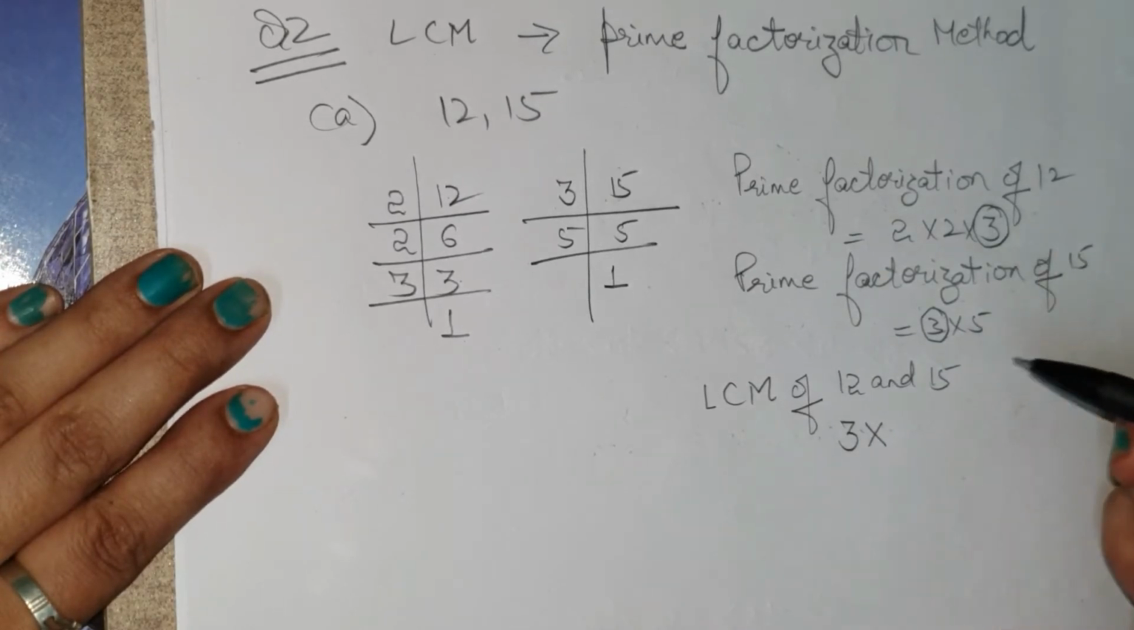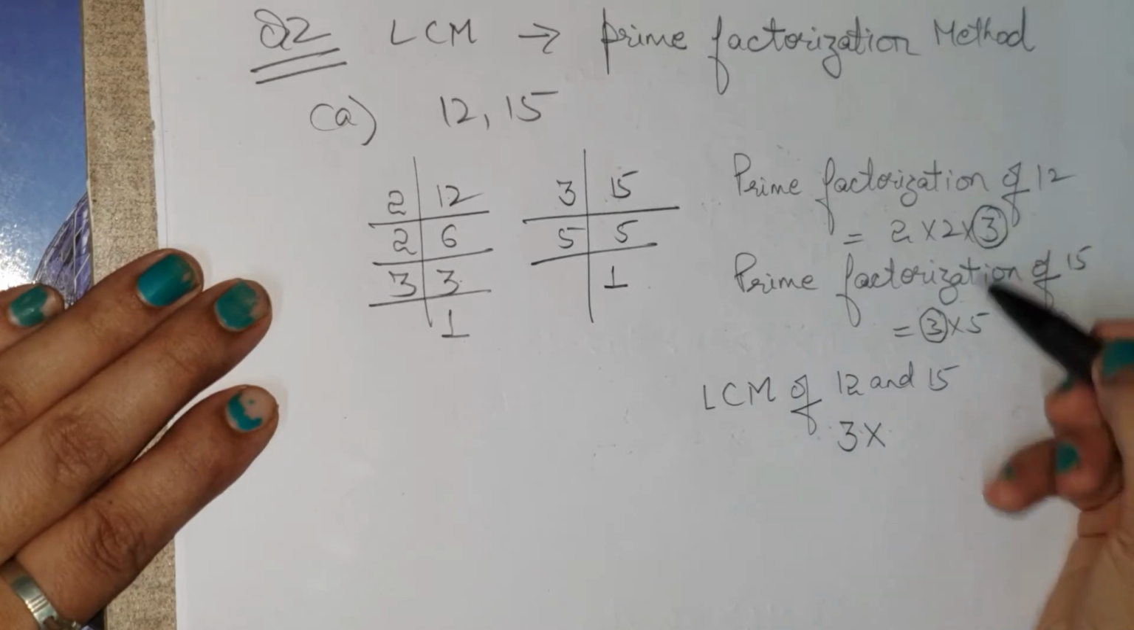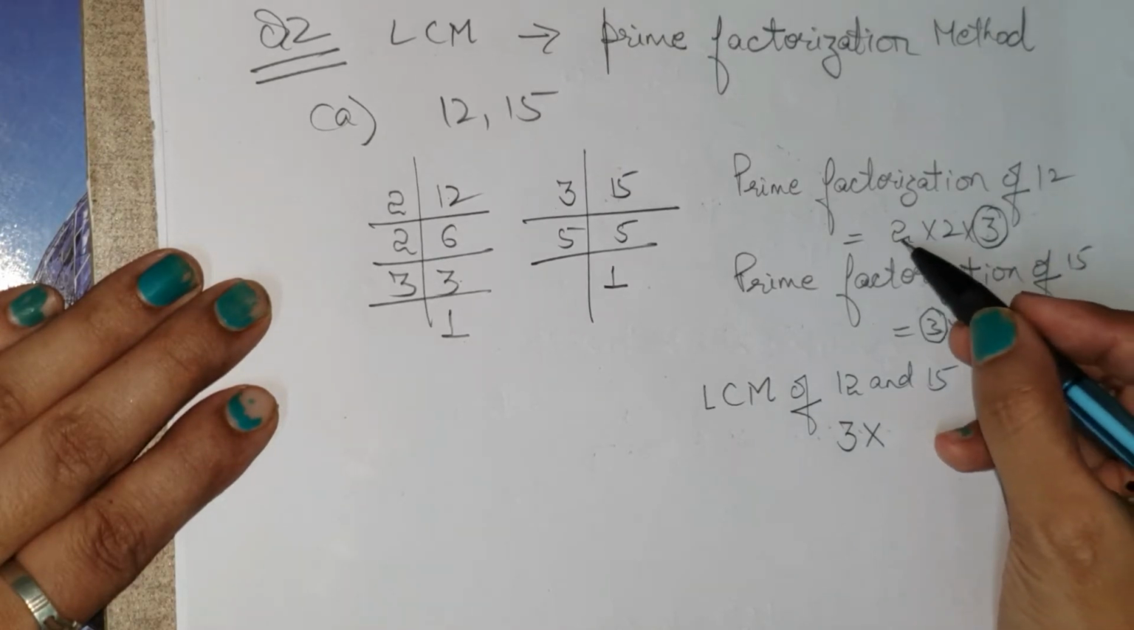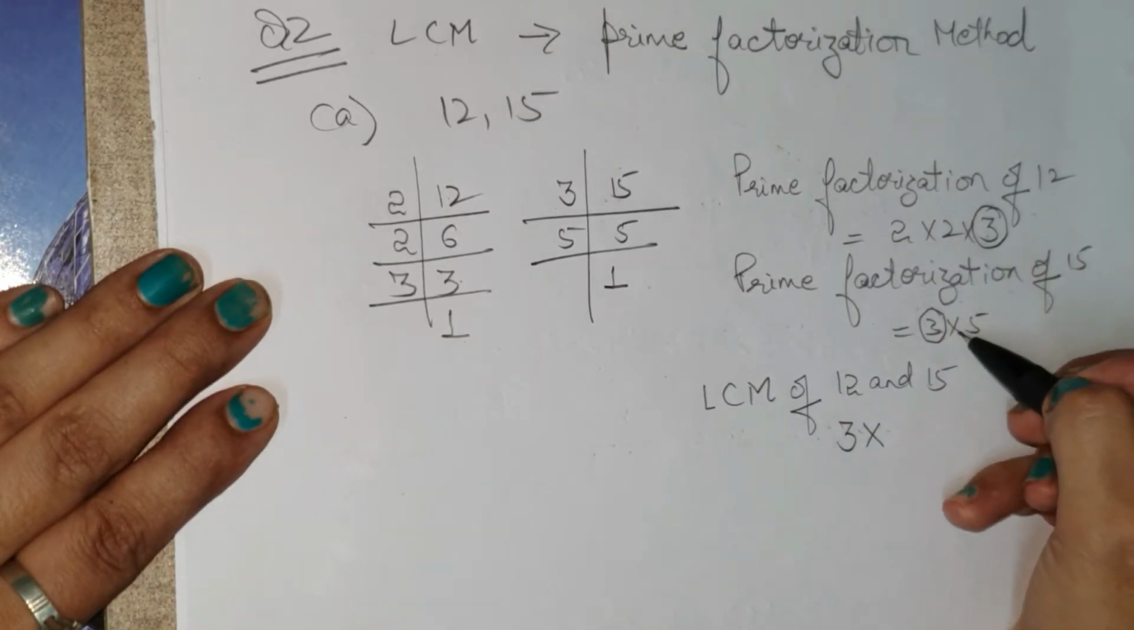जो common है वो तो आपको लिखना ही है. HCF में हम सिर्फ common लिखते थे, बाकी कुछ नहीं लिखते थे, but LCM में हमें common भी लिखने हैं और uncommon भी लिखने हैं. So the common is 3 and the uncommon is 2 and 2 from 12 and 5 from 15.